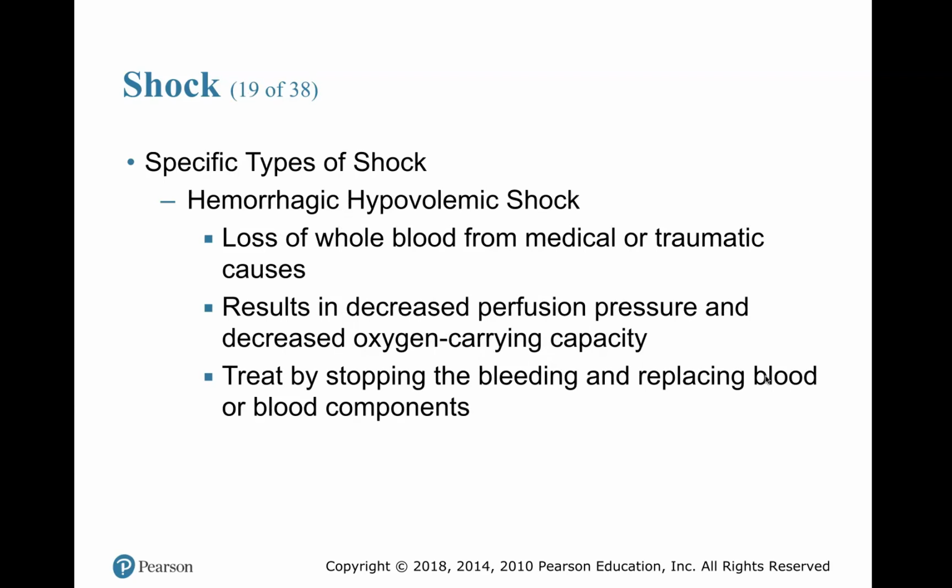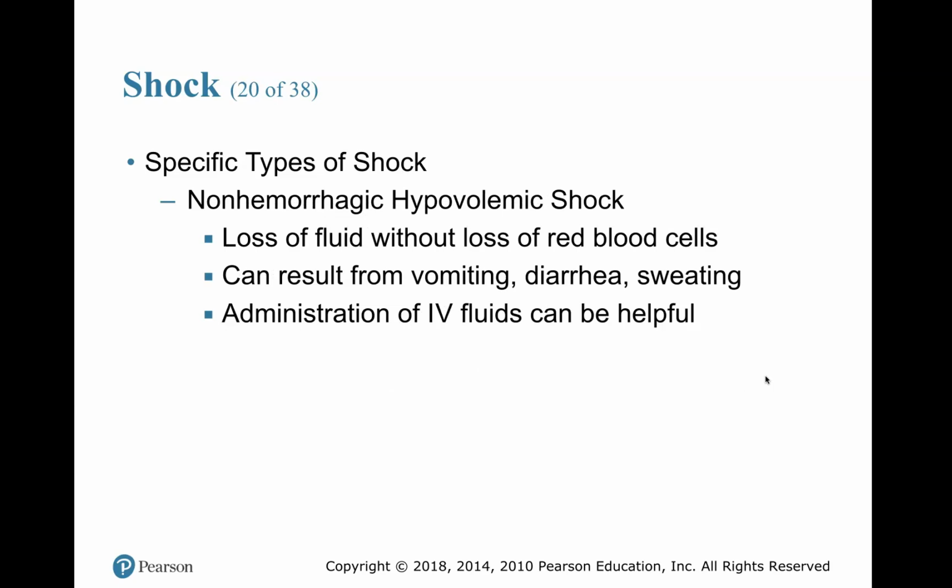Hemorrhagic hypovolemic shock. Loss of whole blood from medical or traumatic cause. Results in decreased perfusion pressure and decreased oxygen carrying capacity. Treat by stopping the bleeding and replacing blood or blood components. Non-hemorrhagic hypovolemic shock. Loss of fluid without the loss of red blood cells. It can result from vomiting, diarrhea, and sweating. Administration of IV fluids can be helpful.